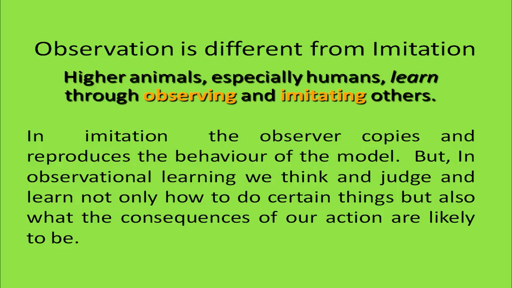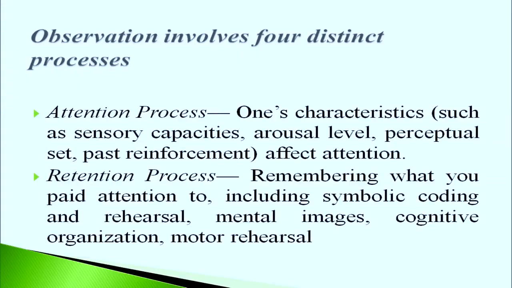In imitation, the observer copies and reproduces the behavior of the model, but in observational learning, we think and judge and learn not only how to do certain things, but also what the consequences of our action are likely to be. Observation involves four basic processes. First one is the attention process. One's characteristics such as sensory capacities, arousal level, perceptual set, and past reinforcement affect attention. Sensory capacities means how the person uses his senses, in which way he gets aroused, and how he perceives things.